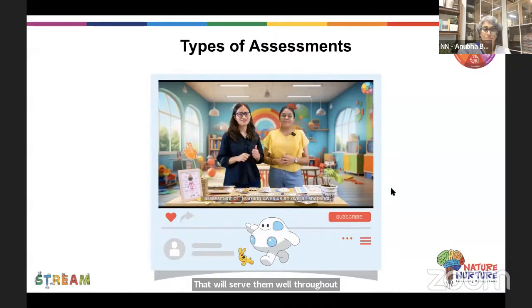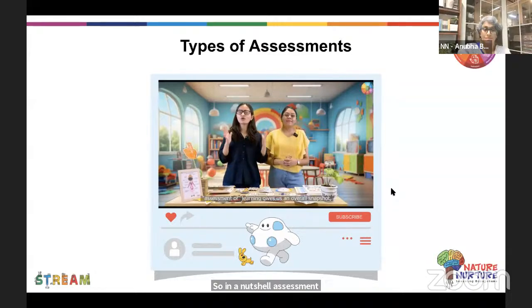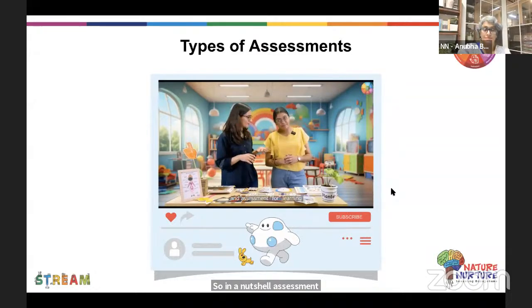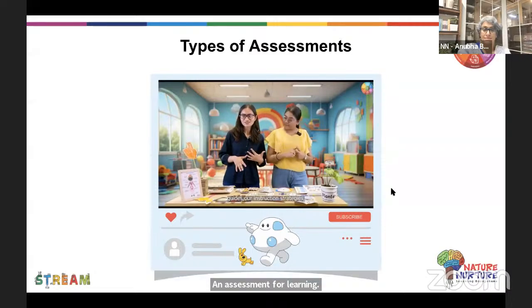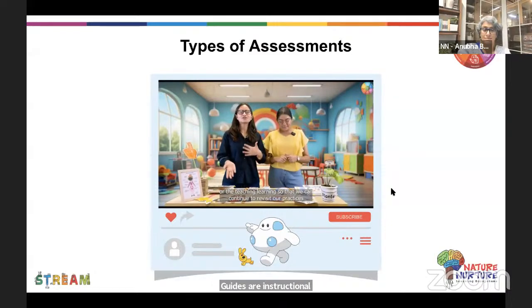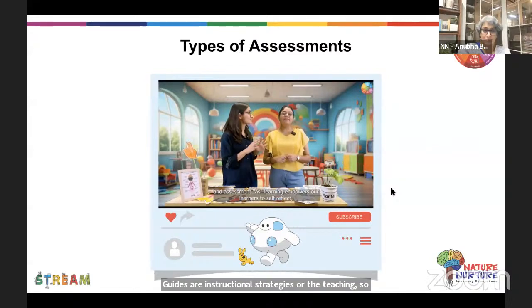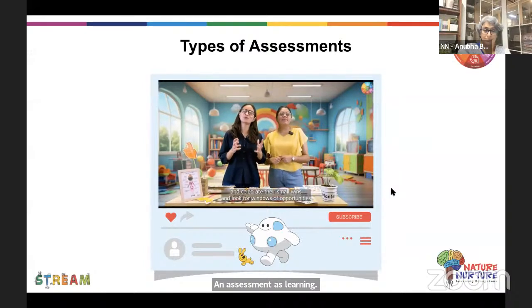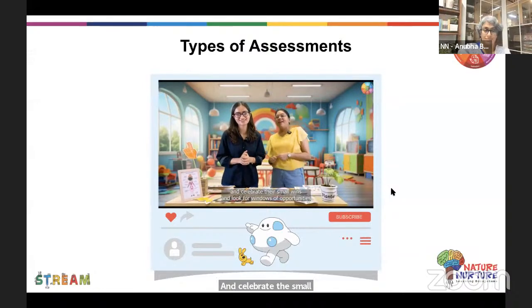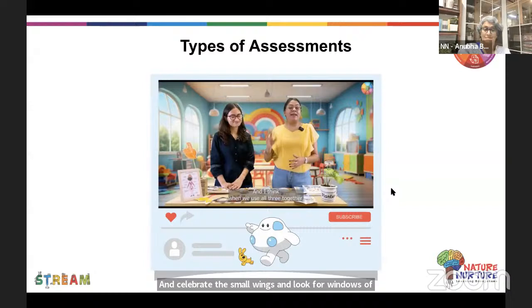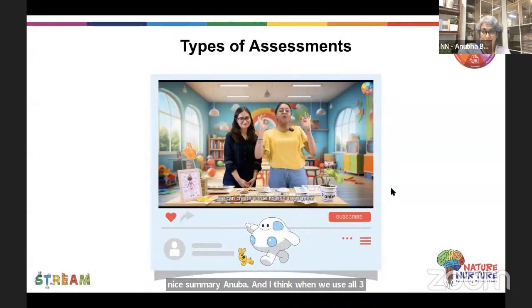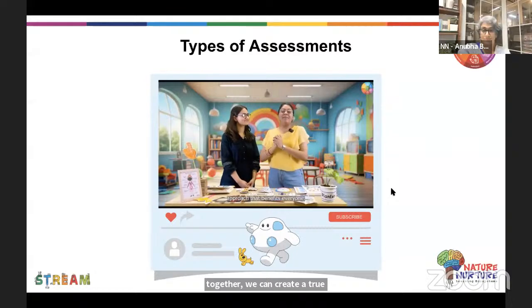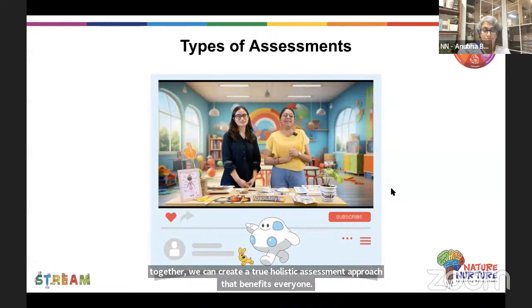So, in a nutshell, assessment of learning gives us an overall snapshot. Assessment for learning guides our instructional strategies or the teaching learning so that we can continue to revisit our practices. Assessment as learning empowers our learners to self-reflect and celebrate their small wins and look for windows of opportunities. Nice summary, Anubha. And I think when we use all three together, we can create a true holistic assessment approach that benefits everyone. Education in true spirit. Absolutely.